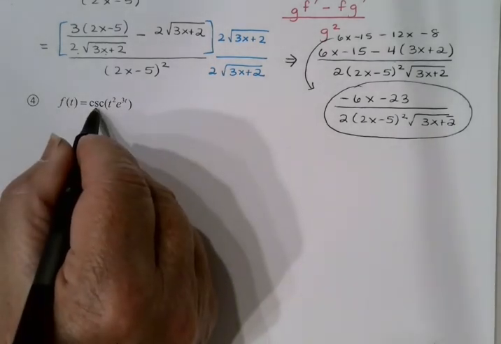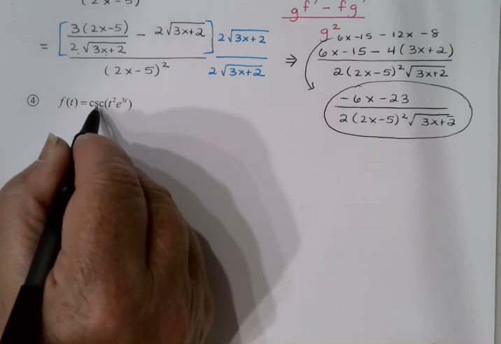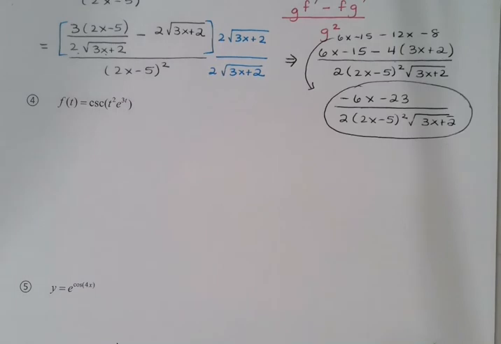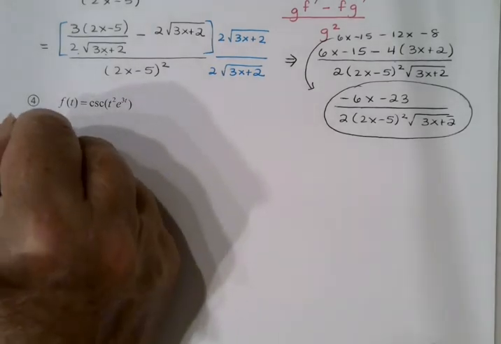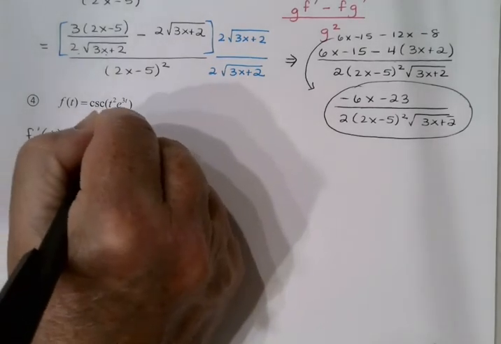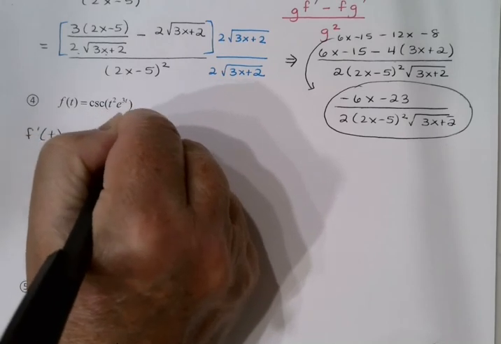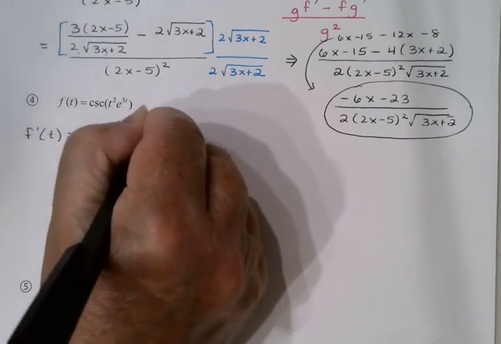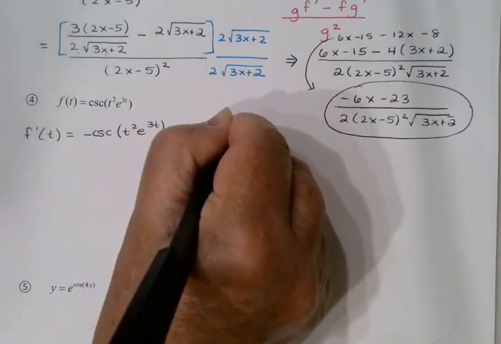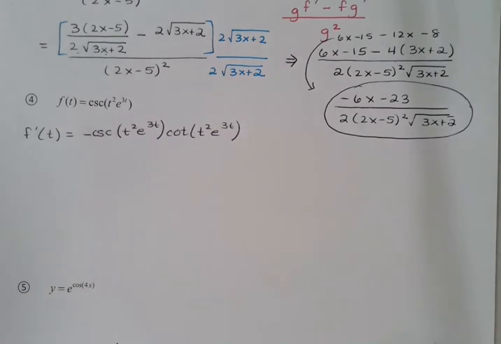My outer function is the cosecant function. I know how to take the derivative of that. And then I'm going to notice my inner function is actually going to be a product here. So let's start f prime of t by saying the derivative of cosecant is negative cosecant times cotangent. And remember, the arguments of the trig functions stay the same. So this t squared e to the 3t is the argument of both the cosecant and the cotangent.